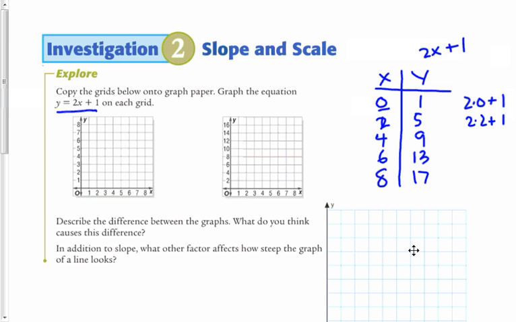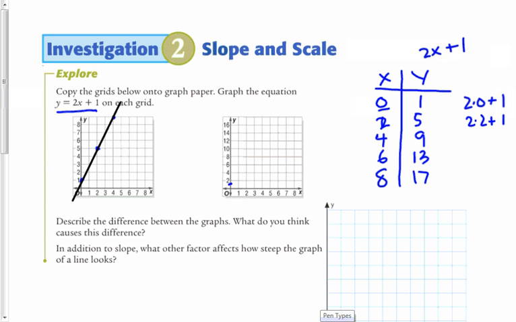I'm going to graph those values on this first graph, and I get 0, 1, 2, 5, and 4, 9. And I can see I'm already off the grid there. I'm going to go ahead and connect those with a straight line so we can see the graph completely here. There you go.